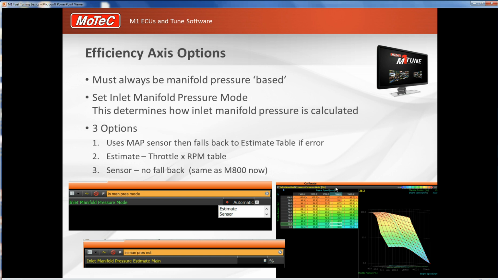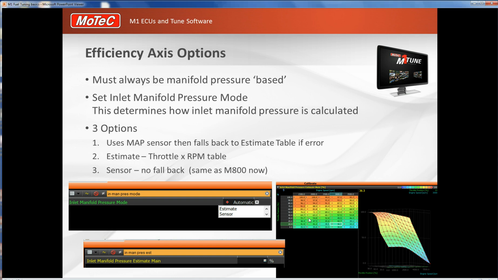So as you can see down here, there's a screenshot of our inlet manifold pressure estimate table. And this is something that you can quite quickly tune. You can guess it if you like, but what it means is that the efficiency table numbers won't work out right. So on the vertical axis of the inlet manifold pressure estimate table, you have throttle position, and then on the horizontal axis, of course, you have engine speed. So by going to each of these sites and entering what the inlet manifold pressure would be for any given throttle position and engine speed, you can effectively model what the inlet manifold pressure would be.